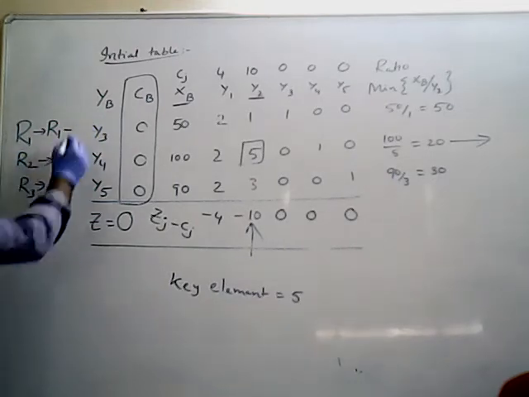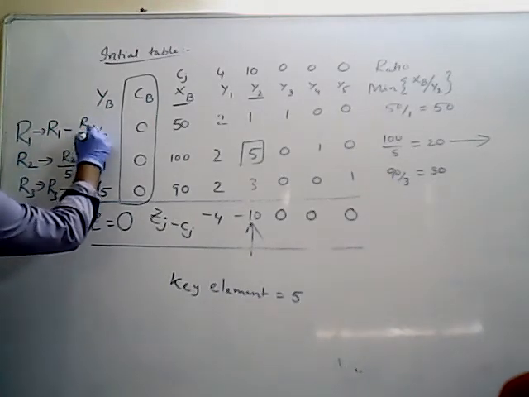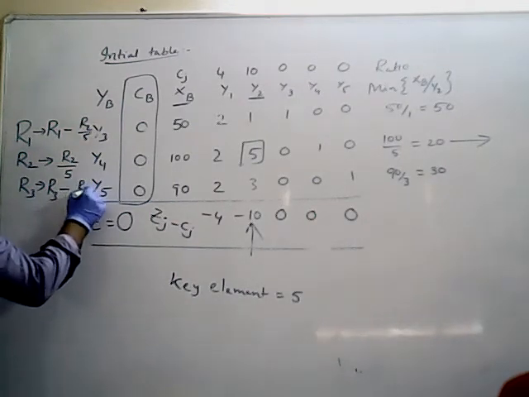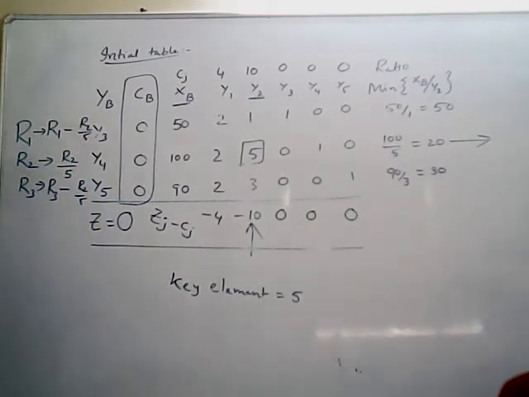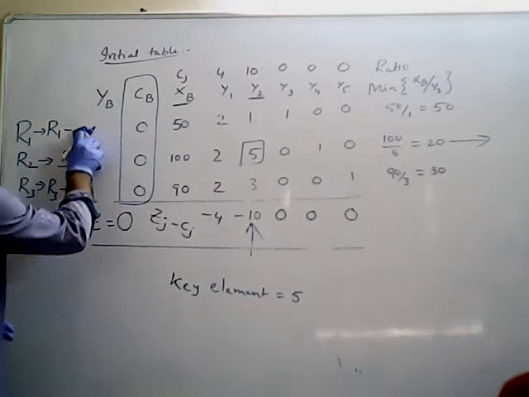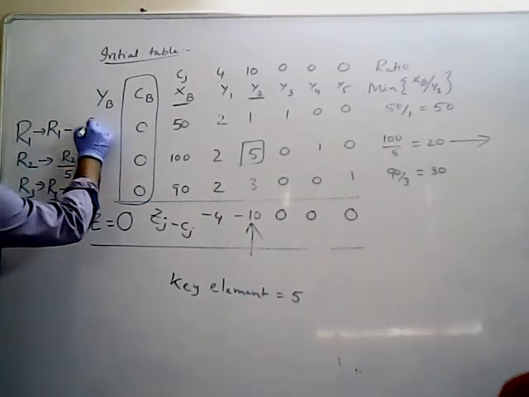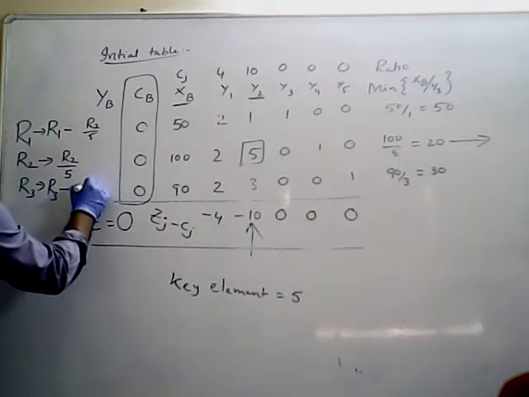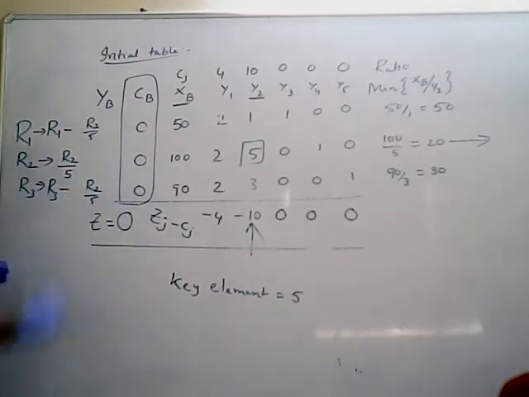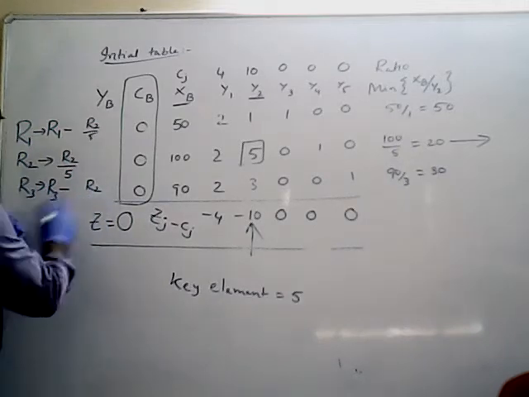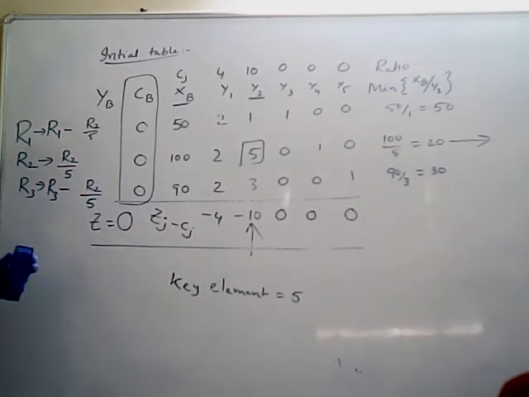That should be copied here. That means R2 divided by 5. This is also R2 divided by 5. Just I am rubbing this one so that you can understand better. Because key element operation I have copied.